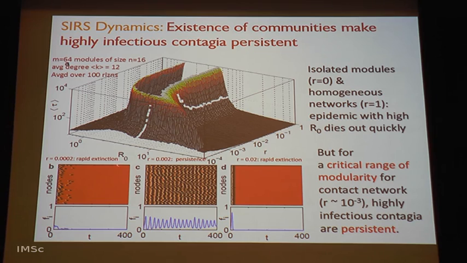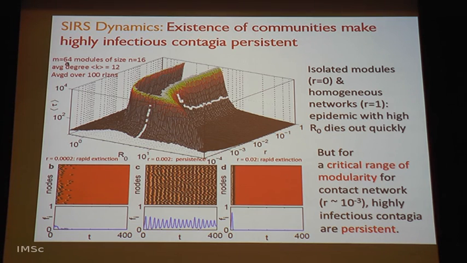Here we can see interesting results. We have simulated for this axis R0, and this is the modular parameter R. For lower R0, less than 1, it cannot propagate. The number of infected persons over a longer period will not be there. Within a few days it will die out. And for this, R equal to 1 is the homogeneous random network. And 10 to the power minus 4 means almost isolated modules.